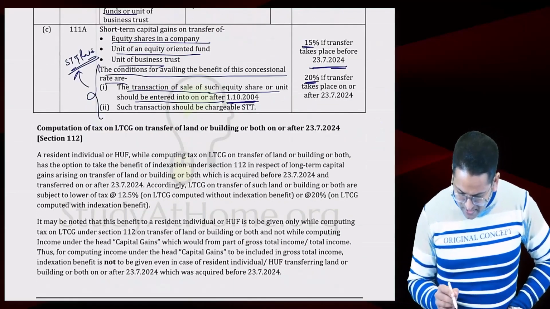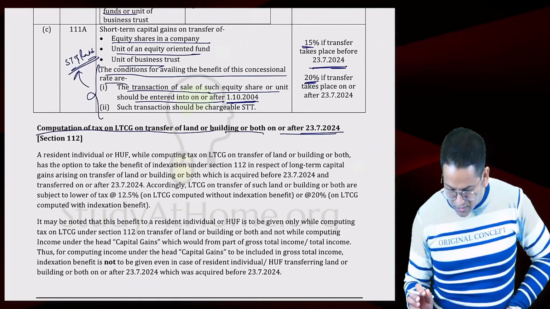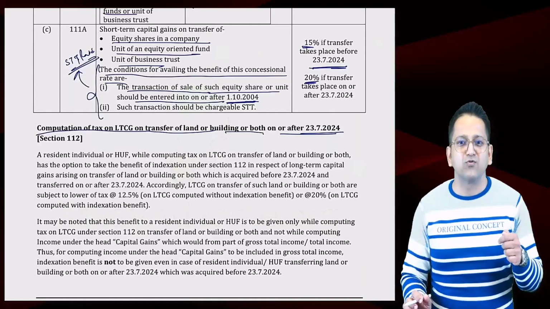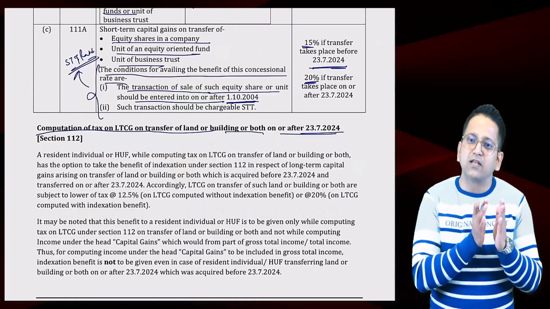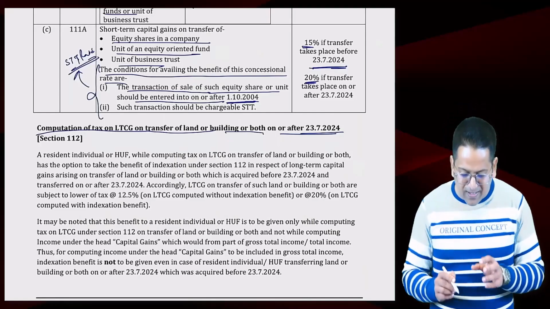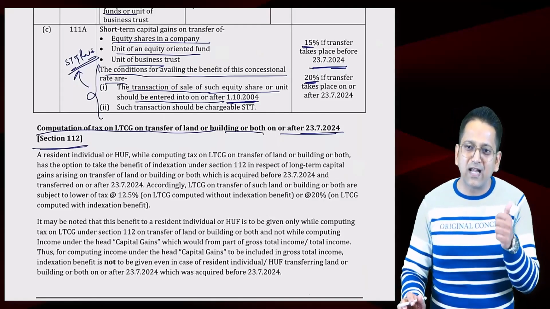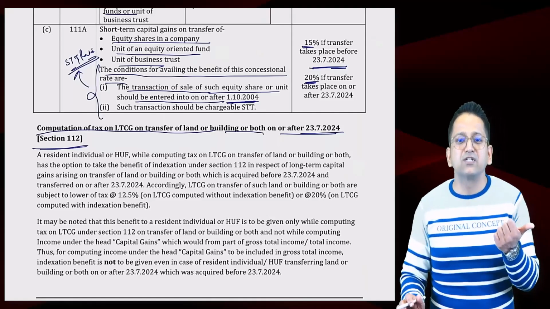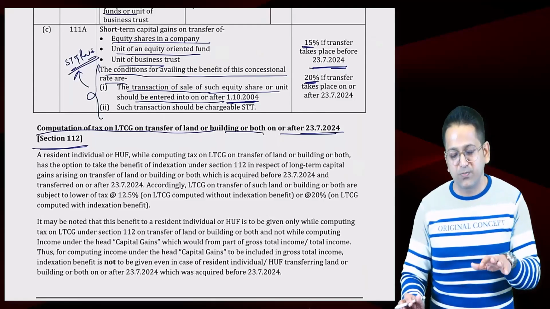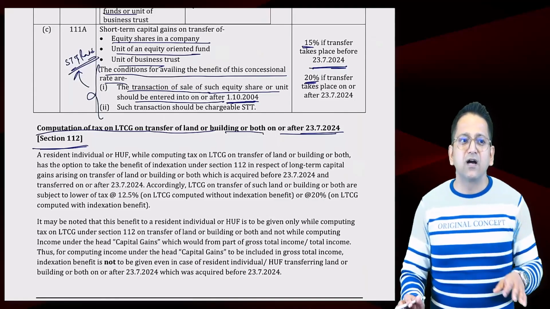What's written after this? Computation of tax on long-term capital gain on transfer of land or building or both. After 23rd July 2024, how will the computation of capital gain happen? It will be computed like this: sale consideration minus cost of acquisition. There are two methods for calculating tax, clarified in law in section 112. So pay attention. With indexation, it is 20%, and without indexation, 12.5%.